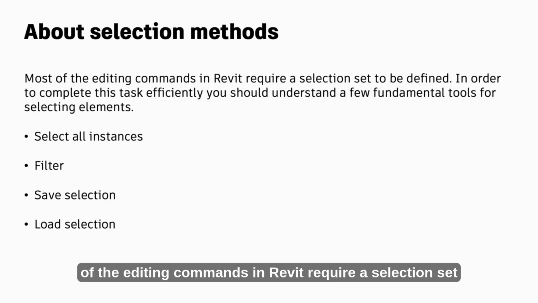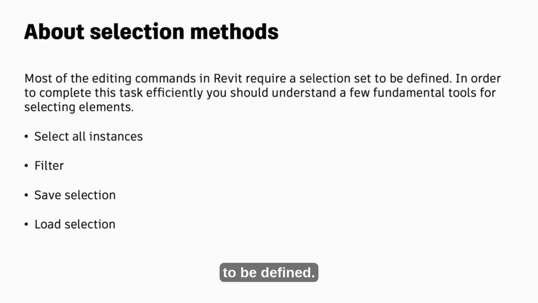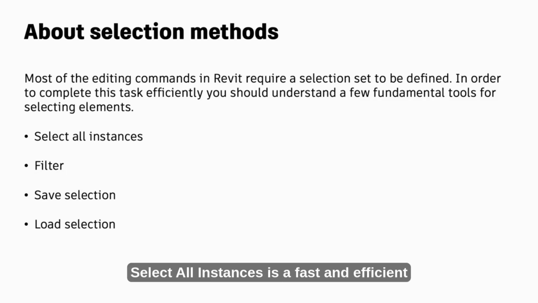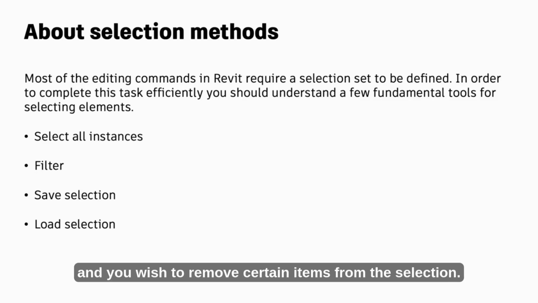Most of the editing commands in Revit require a selection set to be defined. In order to complete this task efficiently, you should understand a few fundamental tools for selecting elements. Select all instances is a fast and efficient method of collecting multiple elements of similar properties. Filter is used when multiple families are selected and you wish to remove certain items from the selection.